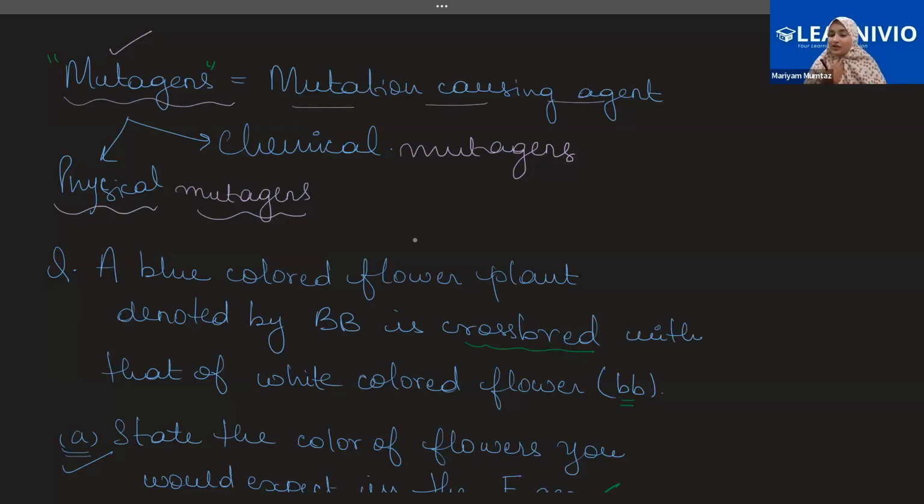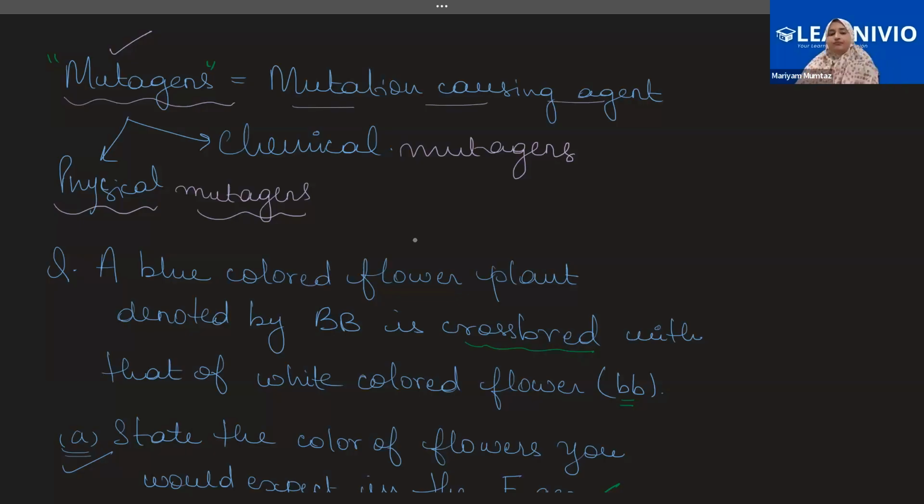Why? Because X-rays are very harmful rays. Because of extreme importance, only the patient undergoes that test. X-rays can penetrate the skin. They can go up to the DNA level and cause mutation, because X-ray is a mutagen. That is why the person is wearing protective gear.